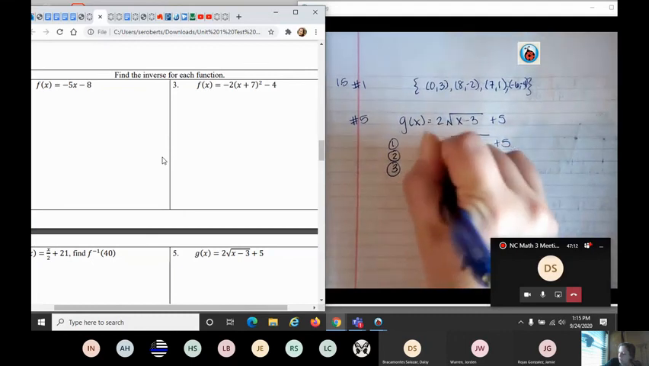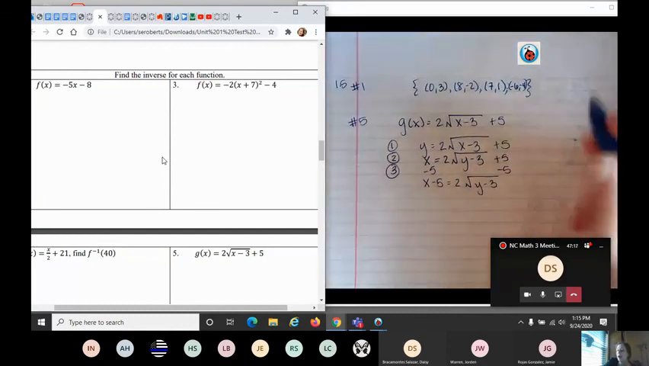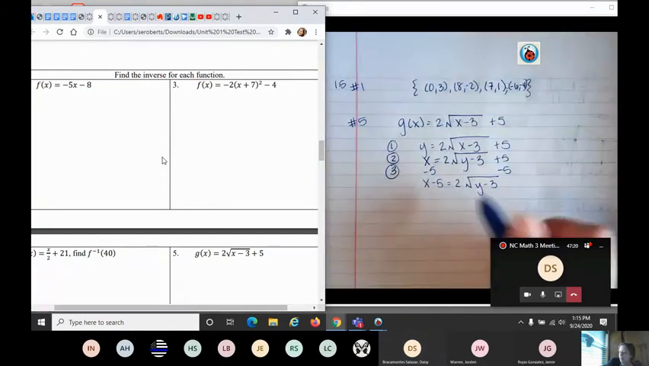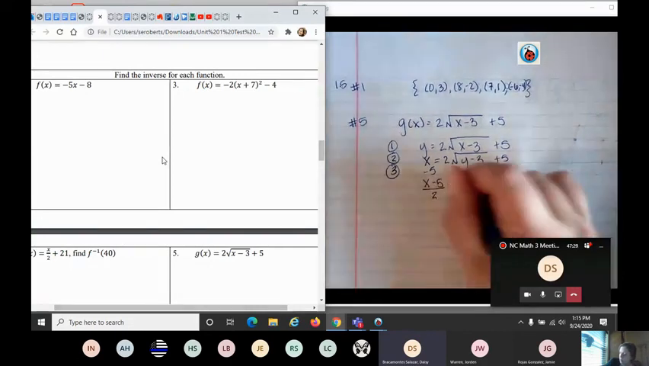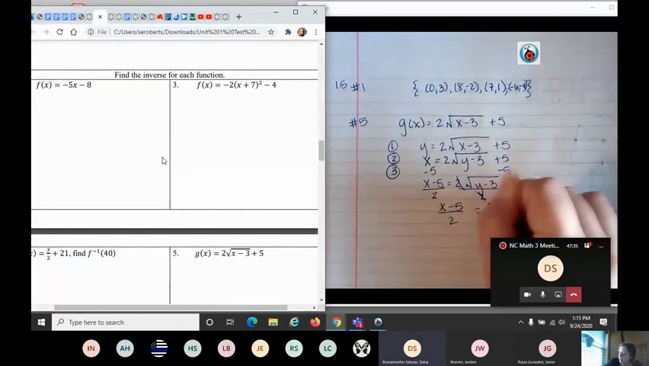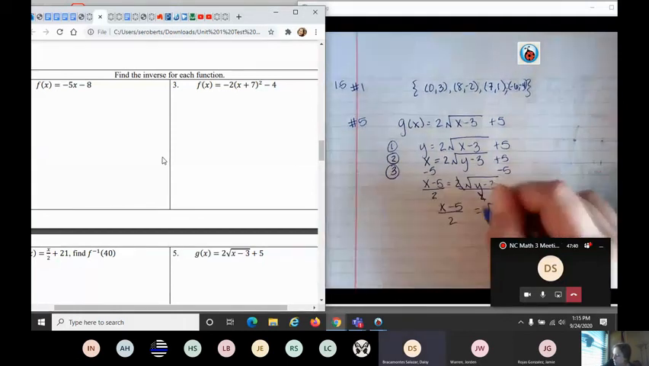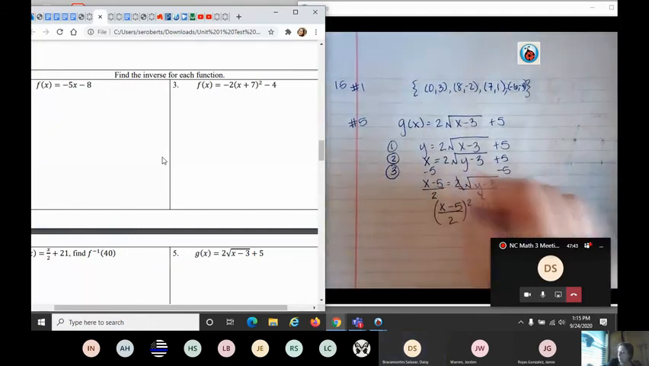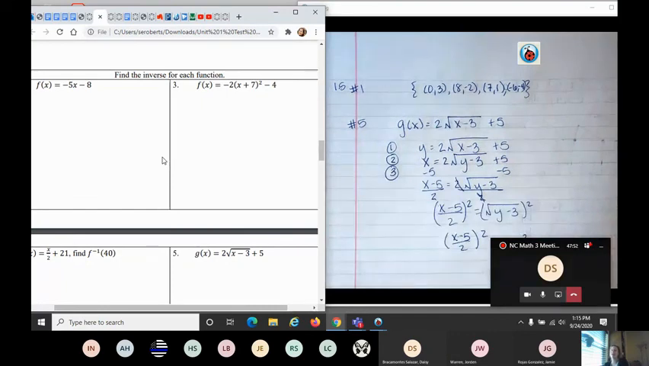So x minus 5 is equal to 2 times the square root of y minus 3. Now we should probably move the 2. What do I do to get rid of that? Divide. Yep. So we're going to have (x minus 5) over 2 is equal to the square root of y minus 3. How do I get rid of the square root, Daisy? You're going to square it. Yeah, good. Square it. And I end up with ((x minus 5) over 2) quantity squared equals y minus 3. What's the very last step?